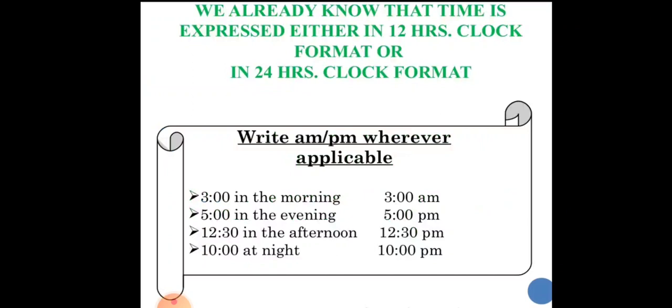We already know that time is expressed either in 12-hour clock format or 24-hour clock format. Like when we say 3 o'clock in the morning, we write 3:00 a.m. When we say 5 o'clock in the evening, we say 5:00 p.m. Through AM and PM, we can judge whether it is morning, afternoon, or night.